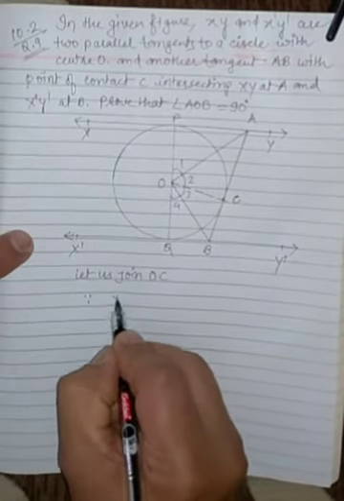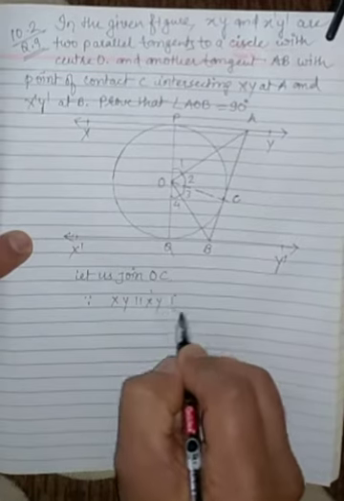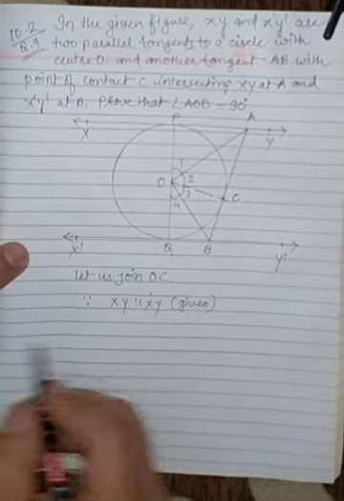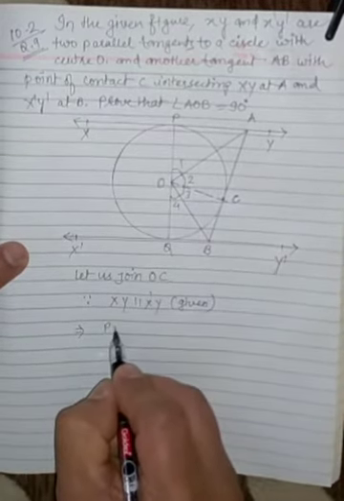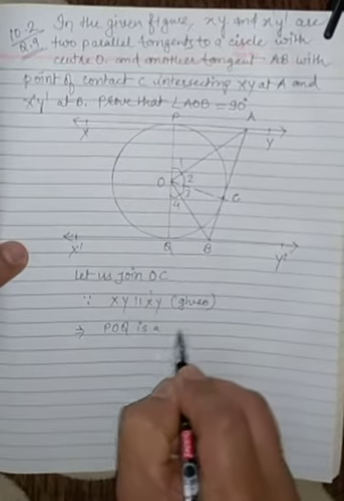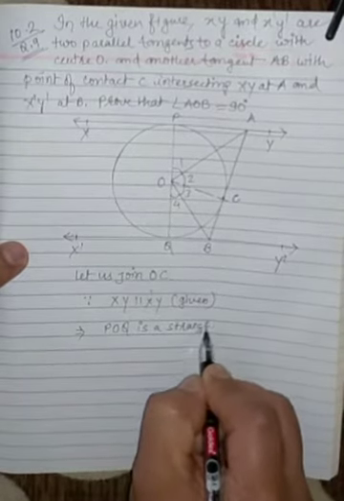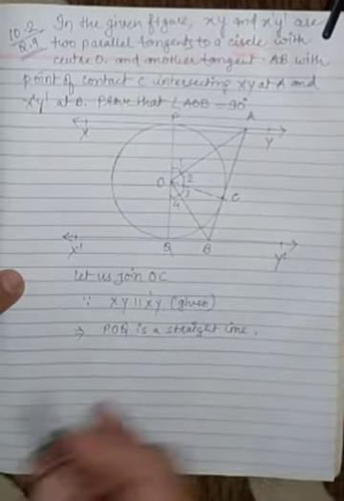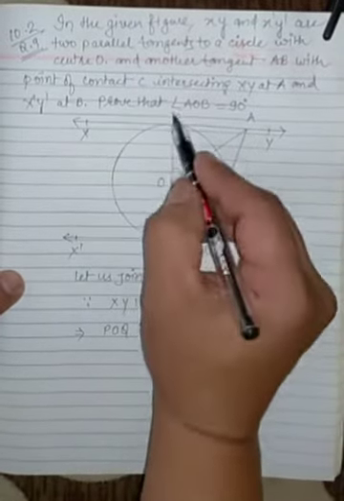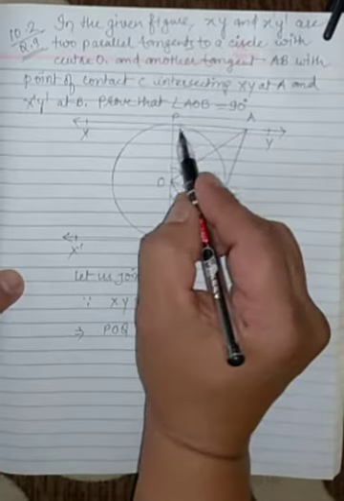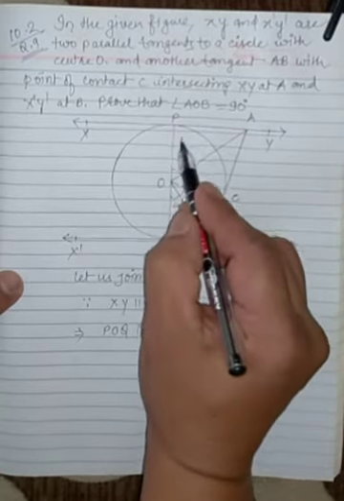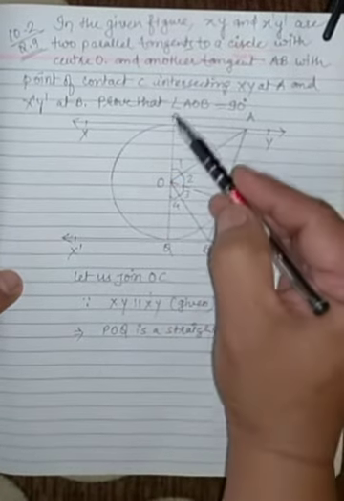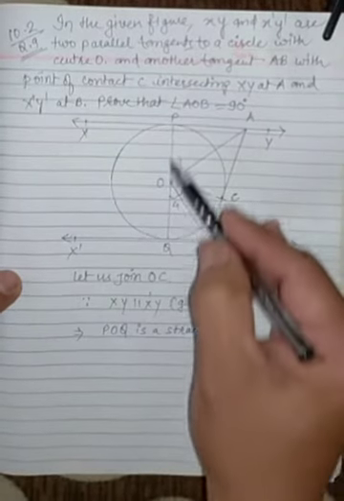Now since we are given that XY is parallel to X'Y', this means that POQ is a straight line. Because if XY and X'Y' are parallel, POQ is acting as a transversal. Therefore, this angle is 90, this angle is 90. Being co-interior angles, these are two parallel lines intersected by a transversal, and a transversal is always a straight line. So POQ is a straight line.